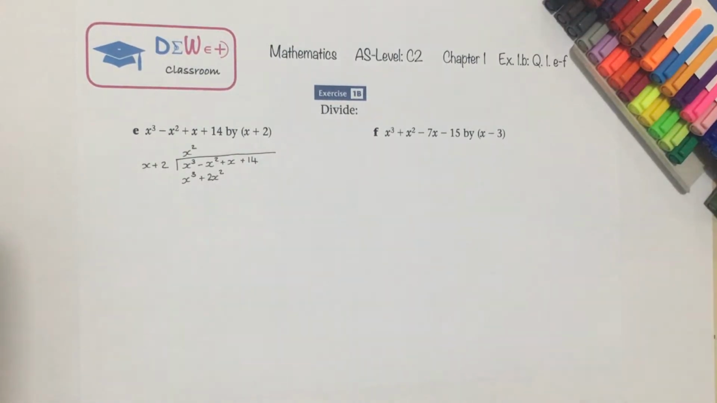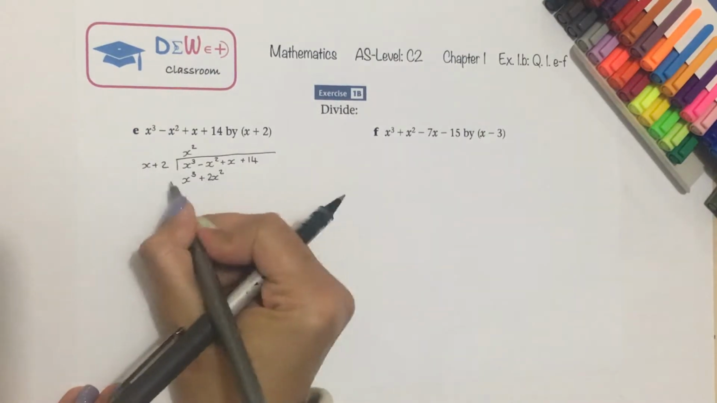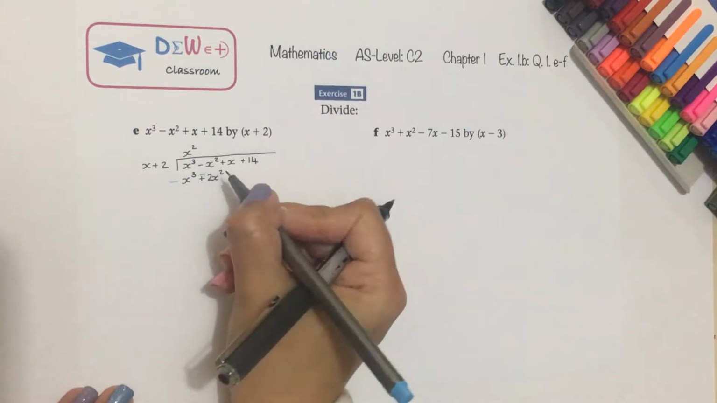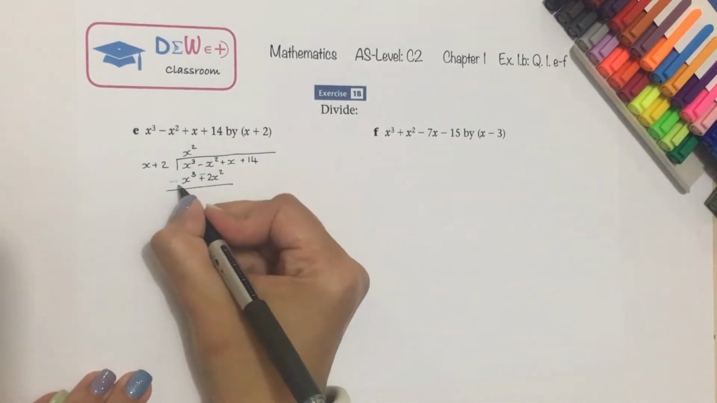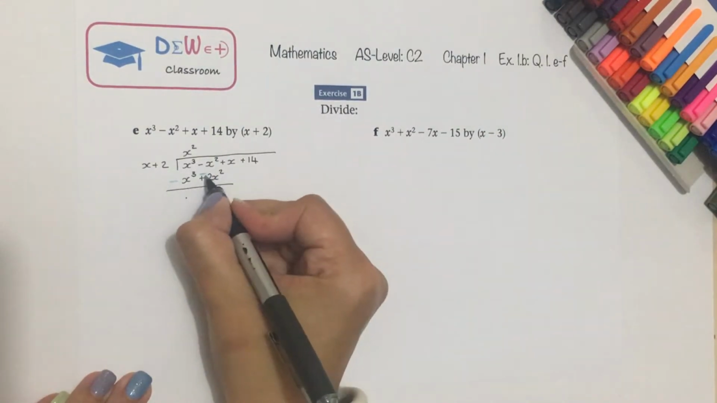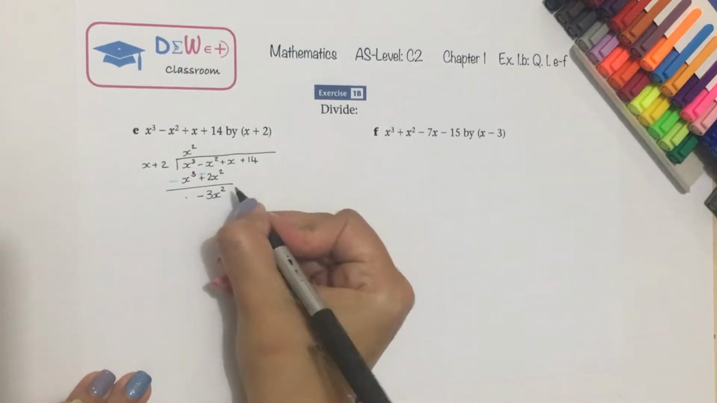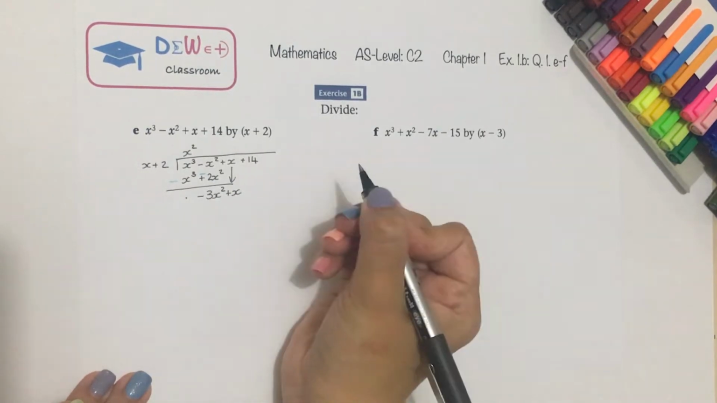Now, when you are this far, you need to remember that you need to subtract this whole part from the part up top. So we're going to change the signs. That means we're going to subtract them. X cubed minus x cubed is 0, and minus x squared minus 2x squared is minus 3x squared. Then we bring down that plus x from there.